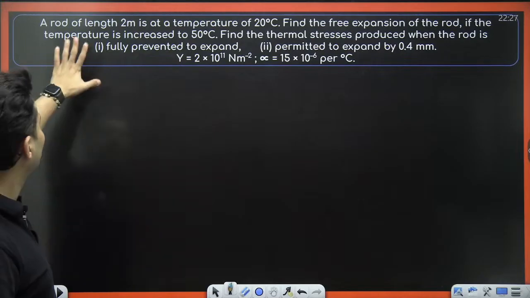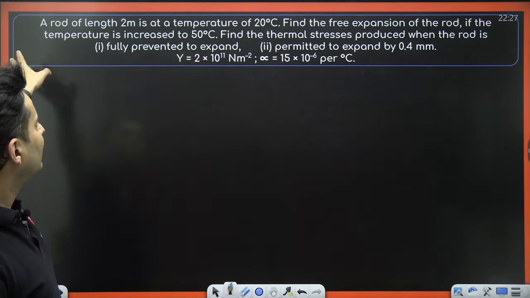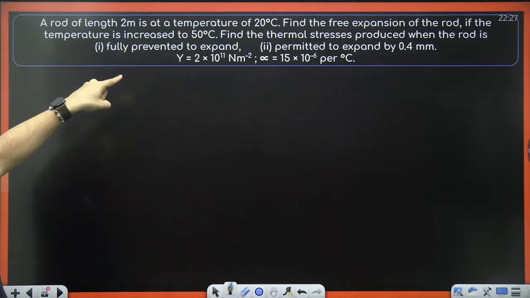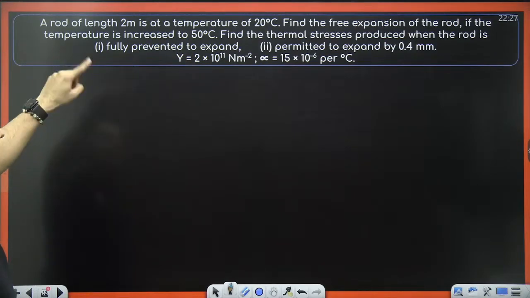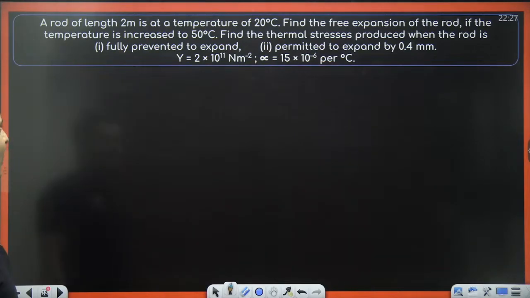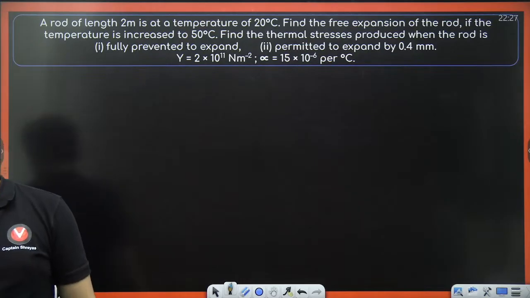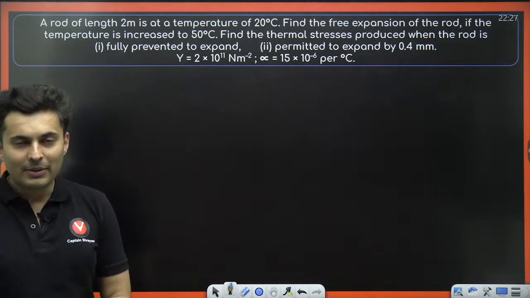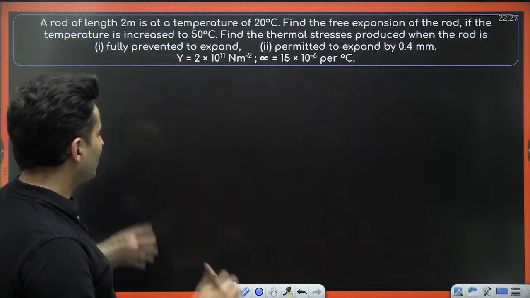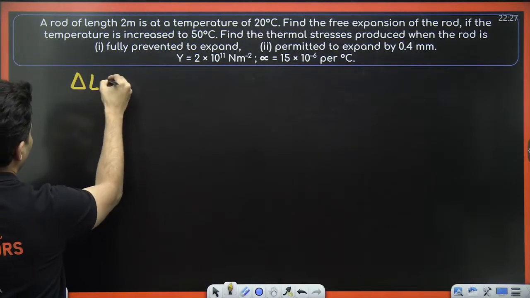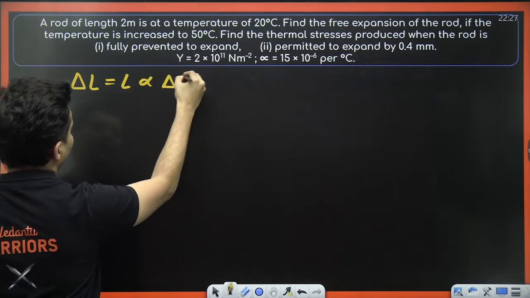Very good. But in this question, a rod of certain length is at a certain temperature. Find the free expansion of the rod if the temperature is increased to 50. Find the thermal stress produced when the rod is fully prevented from expanding, and when it is permitted to expand by 0.4 millimeters. In these kind of questions, first of all, find the free expansion of the rod using the formula delta L is equal to L alpha delta T.